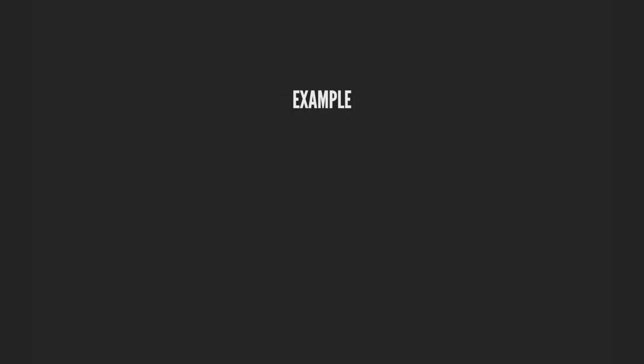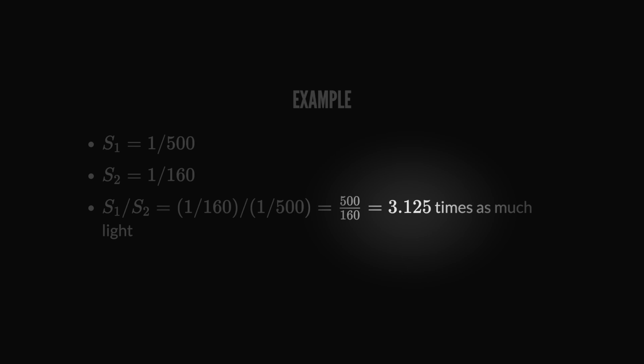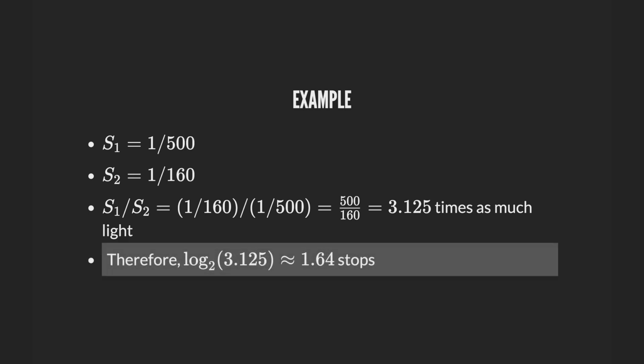For example, let's say you are shooting at 1/500th of a second. How much more light will you get in terms of stops if you then switch to 1/160, all else being equal? Well, 1/160 divided by 1/500 is equal to 500/160, or 3.125. So you are letting in 3.125 times as much light. That's equal to log 2 of 3.125, or about 1.64 stops.